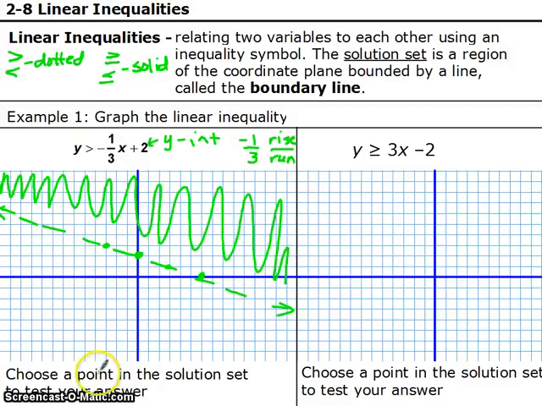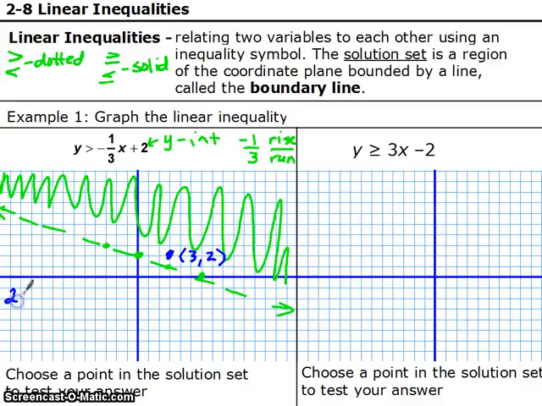All right, it wants us to choose a point in the solution set to test our answer. So I need to just pick a random point out here and plug it into the equation and make sure it works. Now I'm going to pick something that has a 3 as my x, because that'll easily multiply with 1/3. 3 times 1/3 cancel each other out. So let's see, I'm going to do (3, 2) right here. That's in our solution set. It's in the shaded area. So I'm going to plug in 3 for x and 2 for y.